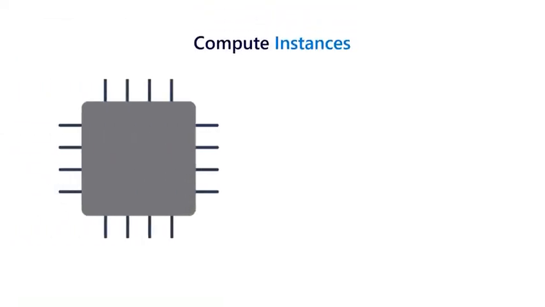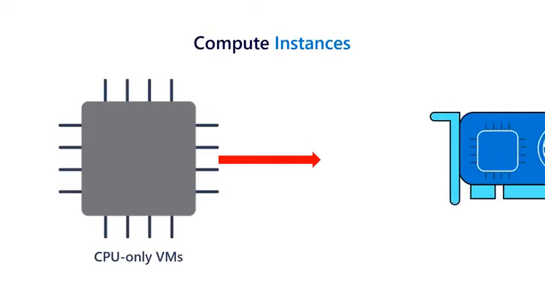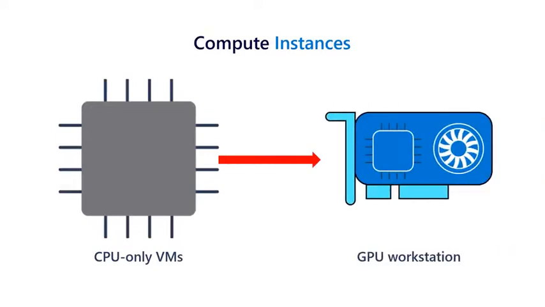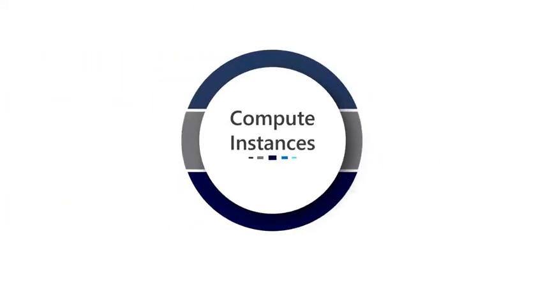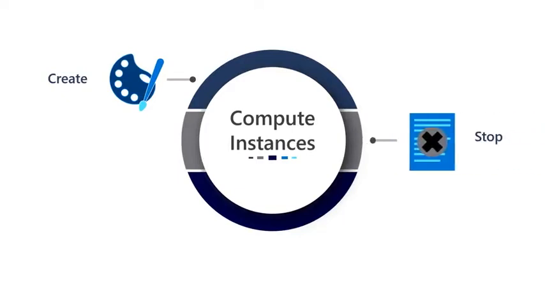You can choose a compute instance image that provides the compute specification you need, from small CPU-only VMs to large GPU-enabled workstations. Because compute instances are hosted in Azure, you only pay for the compute resources when they are running, so you can create a compute instance to suit your needs. Stop it when your workload has completed to minimize costs, and you can store notebooks independently in workspace storage and open them in any compute instance.